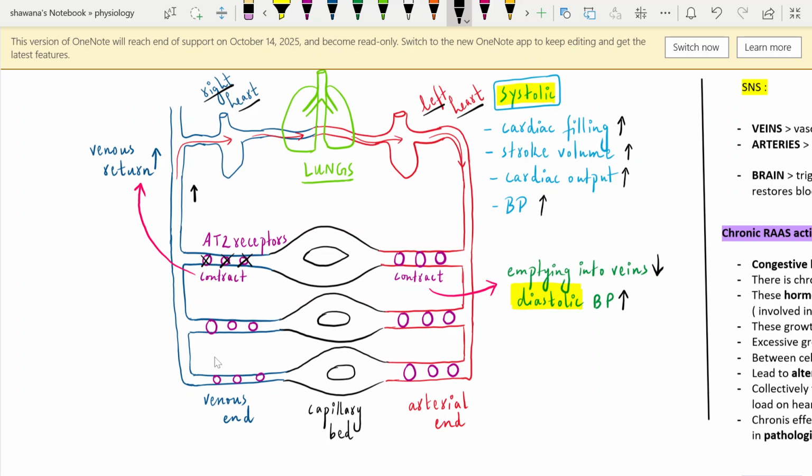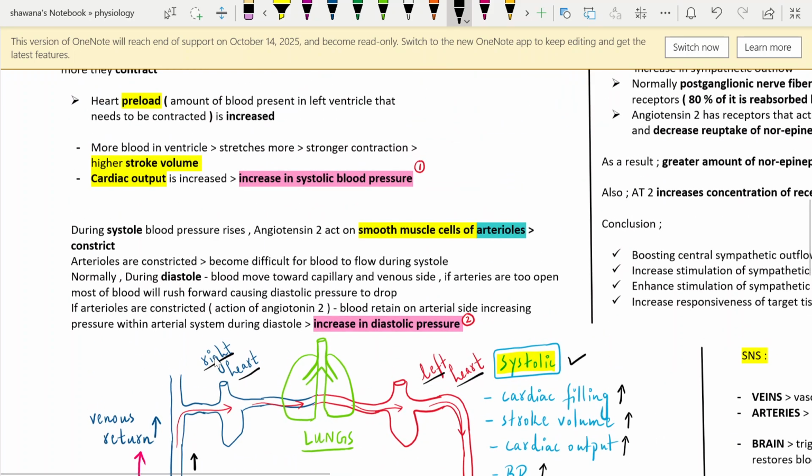And when the cardiac output is more, it will eventually cause the systolic blood pressure to rise. And that's what we need. We need systolic blood pressure to rise because the patient was suffering from hypotension. There was low blood pressure. So, how are we gonna increase the diastolic blood pressure?